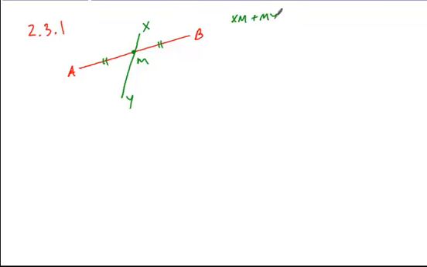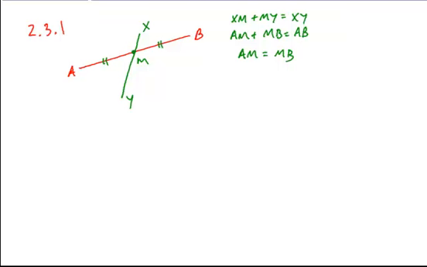So the only relationships that you know in these is going to be that XM plus MY is equal to XY, so we know that by segment addition. We know that AM plus MB is equal to AB by segment addition. Then we also know that AM is equal to MB by definition of bisect.